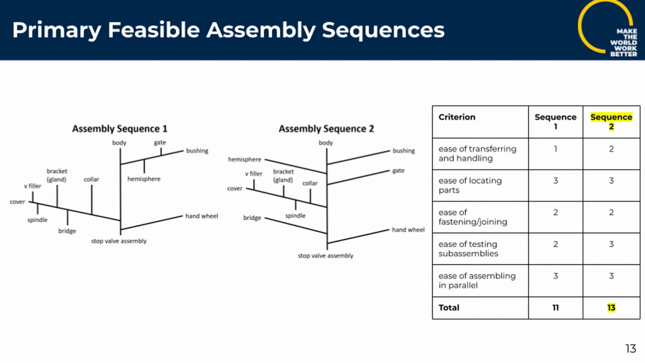These are the 2 primary feasible assembly sequences for the valve. Assembly sequence 1 contains 2 subassemblies, whereas assembly sequence 2 only contains 1 subassembly. Assembly sequence 1 contains a subassembly containing the hemisphere, gate, and bushing. However, because these are only loosely joined with each other and not fastened with each other, this makes it more difficult to transfer or handle the subassembly, and it also makes it more difficult to test it. Therefore, assembly sequence 2 was chosen as our primary assembly sequence.